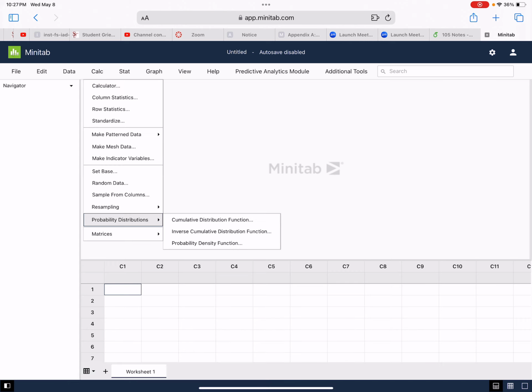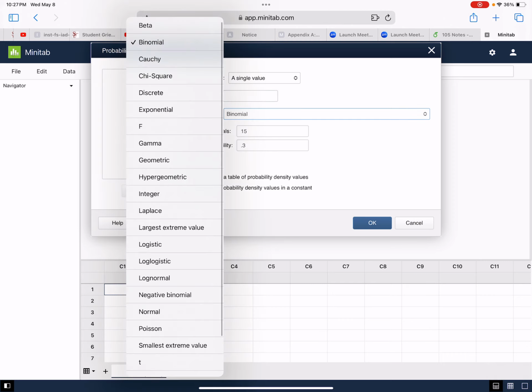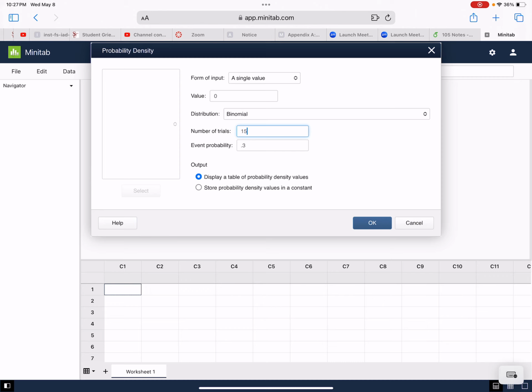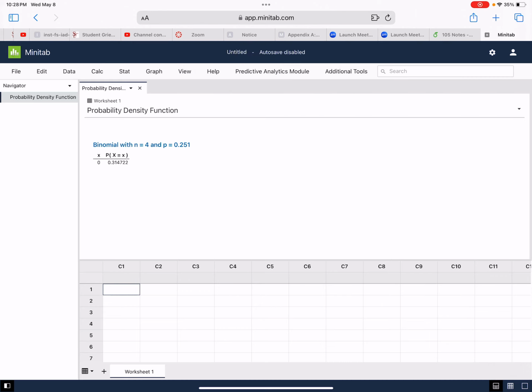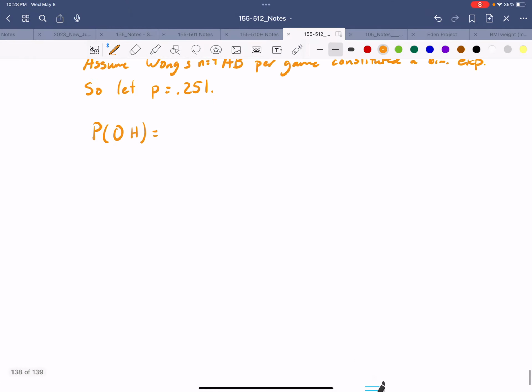Calc, probability distributions, probability density function. For input a single value, our value at this point is going to be 0. Make sure your distribution is set at binomial. Number of trials in this case is going to be 4. The event probability is going to be .251. The idea here is that he has 4 at-bats per game, and we're seeing what's the likelihood that he doesn't succeed in any of them in a single game. Turns out it's about 31% or so. So I'll just say 0.31.